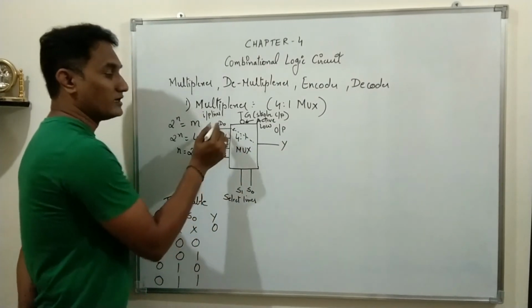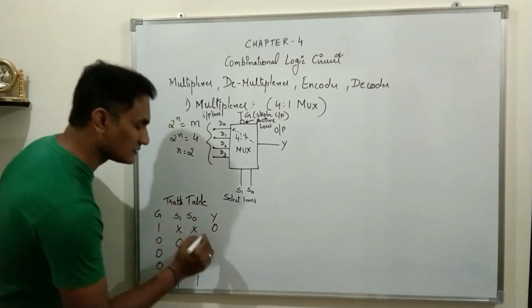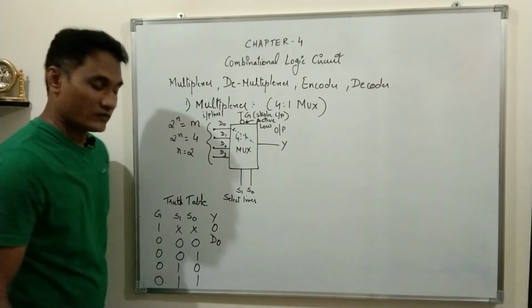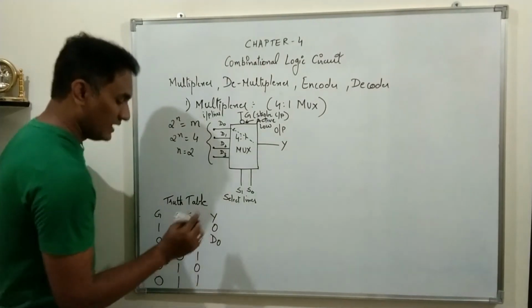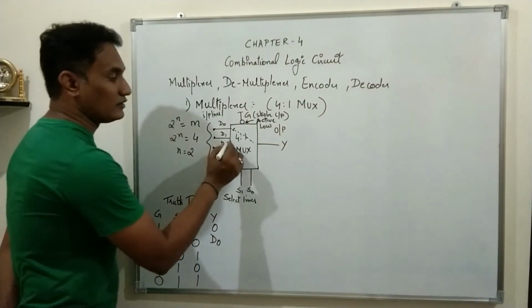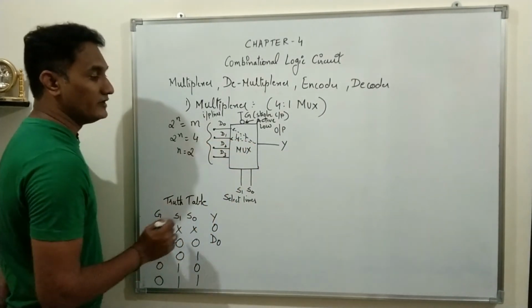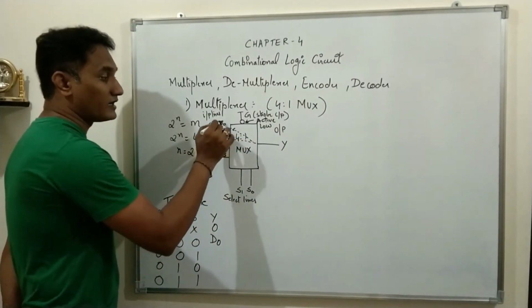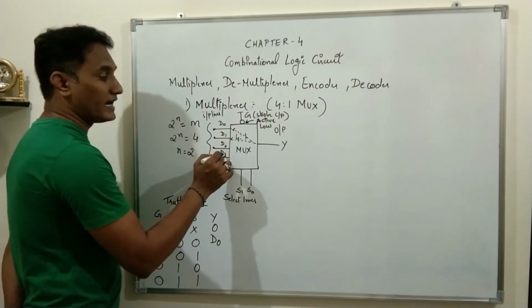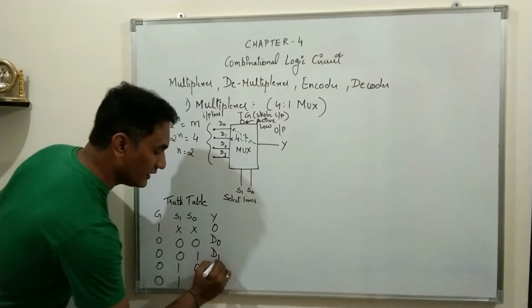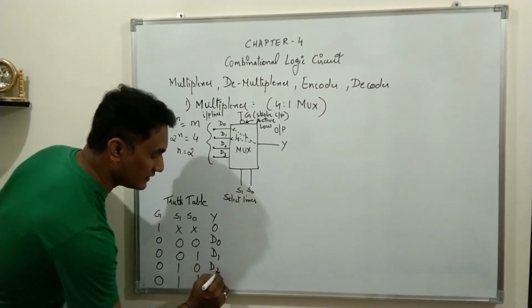We don't know whether D0 is 0 or 1, so in generalized terms we will write D0. It may be 1 or it may be 0. As soon as you change the select lines to 0, 1, the switch position will change and it will go to D1. Now only D1 is activated while all other inputs are deactivated. That means data from D1 will be transferred to output Y. So it will be D1. Similarly for the next condition, D2.